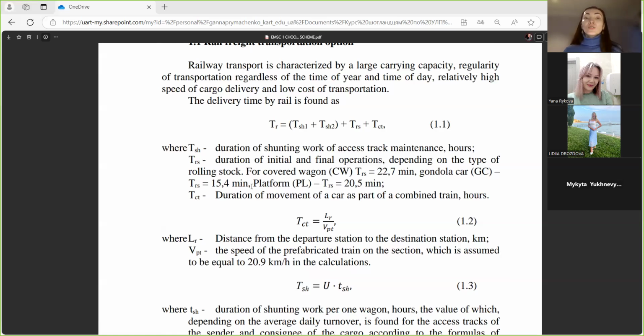Okay, and after each we add the last hour time. We already calculated it. It is T with index CT. It's the result of our previous formula 1.2. Adding all these times, it is equal to and find the result in hours. Leave 2 points after comma, it's enough.